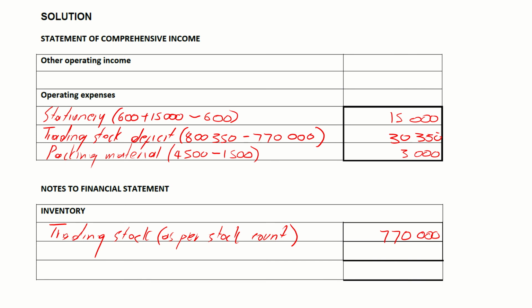Then you're going to add up all your operating expenses. We will get 48,350. And that will be my total operating expense for the year.